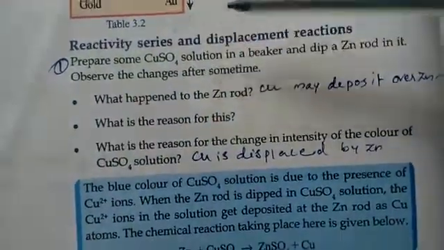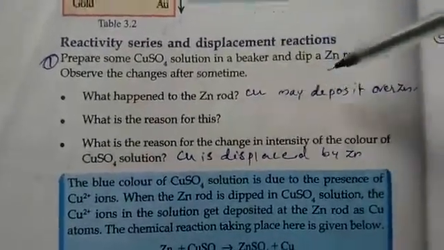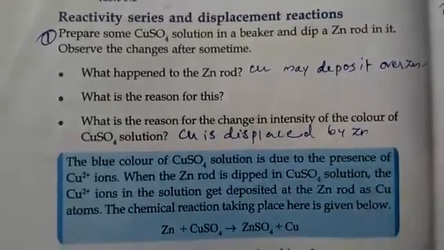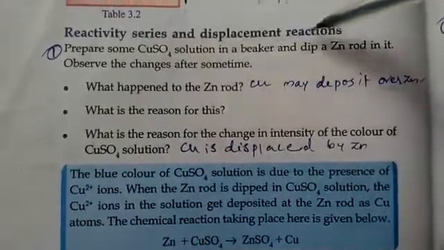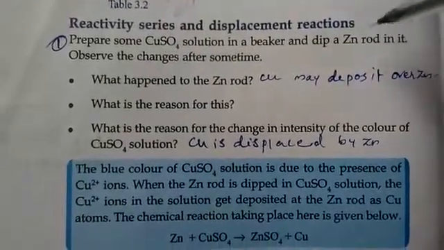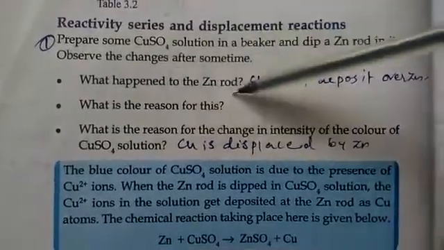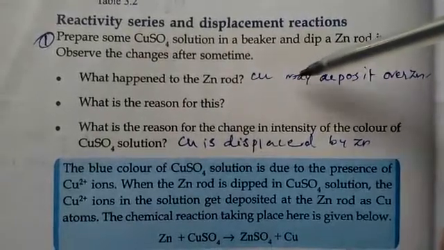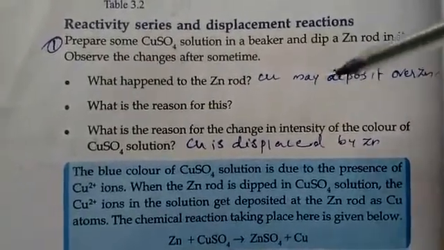Then see the reactions, that is, zinc rod dipped in copper sulfate solution. You have to fill in the blanks, that's why I am giving this. Prepare some copper sulfate solution in a beaker and dip a zinc rod in it. Observe the changes after some time. So what happened to the zinc rod? Copper may deposit over zinc. That is, copper becomes copper atom.